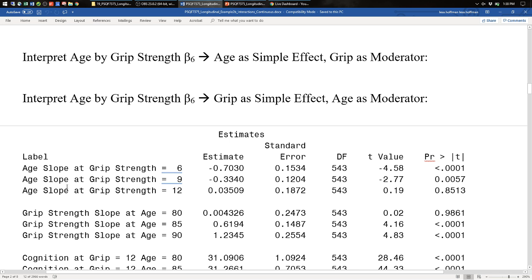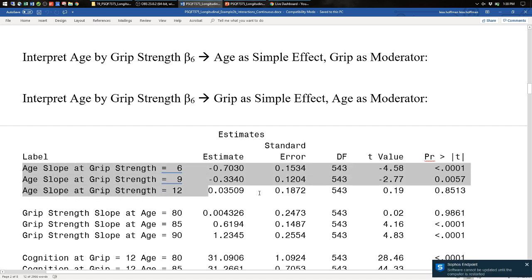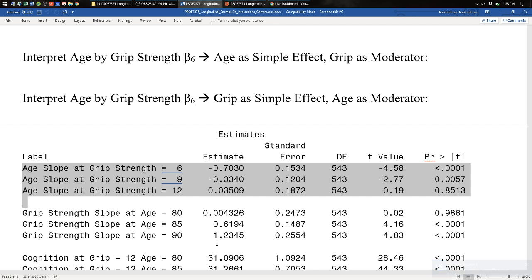So here are a couple examples from our estimate statements. The age effect in the middle is the one that was given to us by the model. That's the simple main effect of age because it's at grip equals 9. So you can see that it becomes less negative as grip increases. And for somebody who's 1 standard deviation above the mean in grip strength, so they're at 12 pounds, the effect of age is non-significant. For somebody who's weaker, 1 standard deviation below the mean, the effect of age is still significant, as you might expect. It's even stronger.